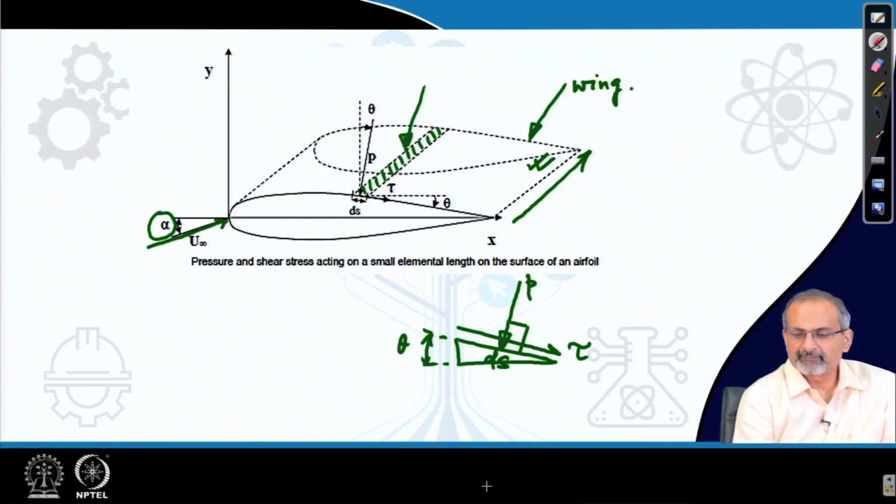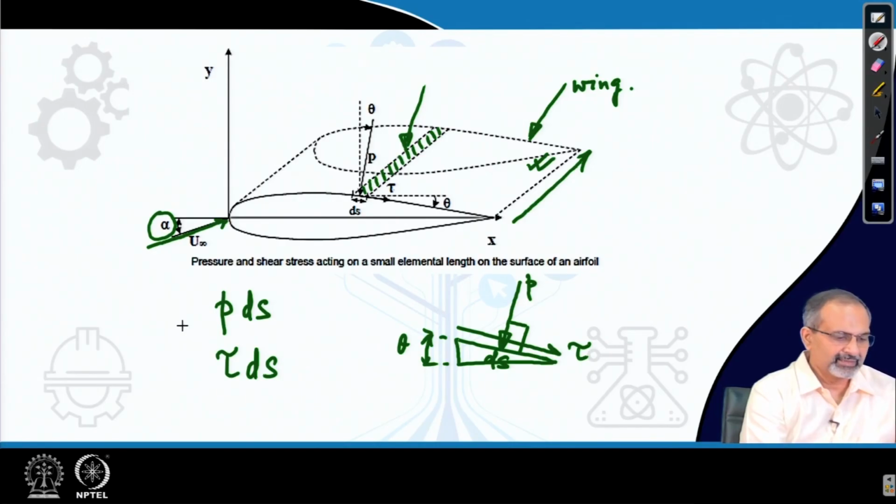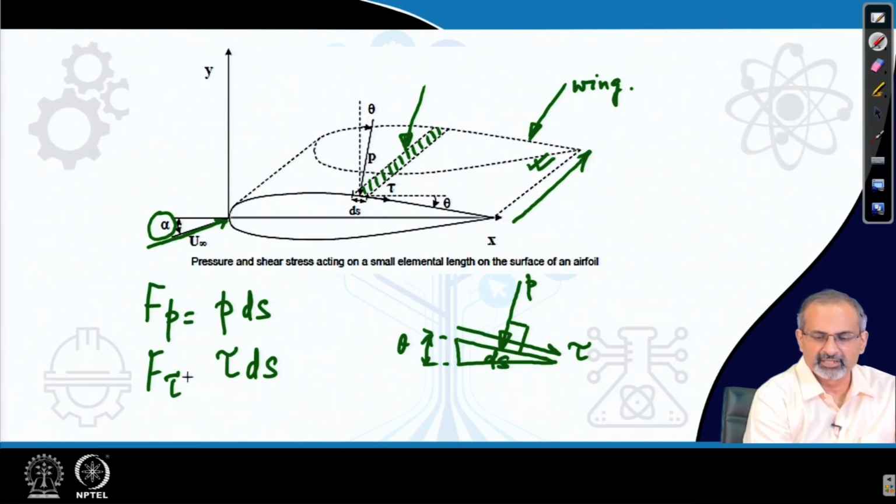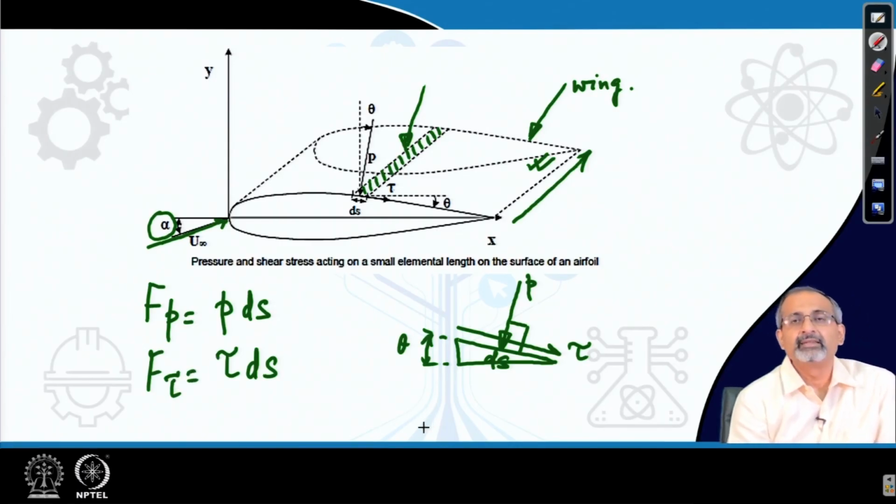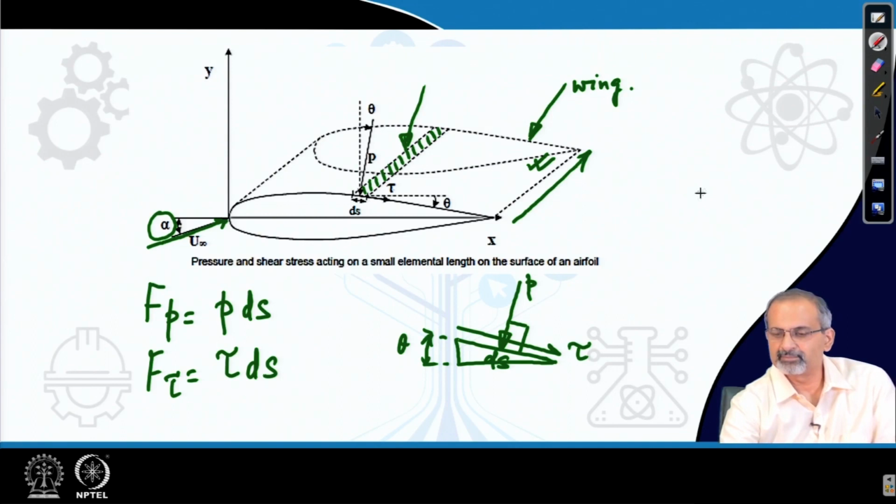What you can figure out is that the pressure acting on this elemental area actually creates a force which is equal to P times ds. Similarly, the shear stress also creates a shear force. So, you can say that this is a pressure force, this is a shear force, and then they have their respective directions. If you resolve these forces along two orthogonal directions x and y, then how can you express them?